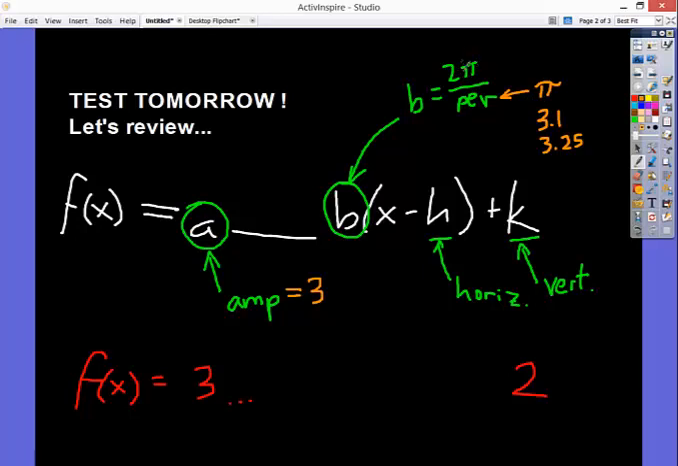Because what you're going to do is take 2 pi and divide it by one of these numbers. No matter which one of these you divide it by, you're going to get something pretty close to 2 for your value of b. If you use pi and you do 2 pi divided by 1 pi, you're going to get exactly 2 for your value of b. So we're going to say b equals 2. So we filled in our a, our b, and our k.